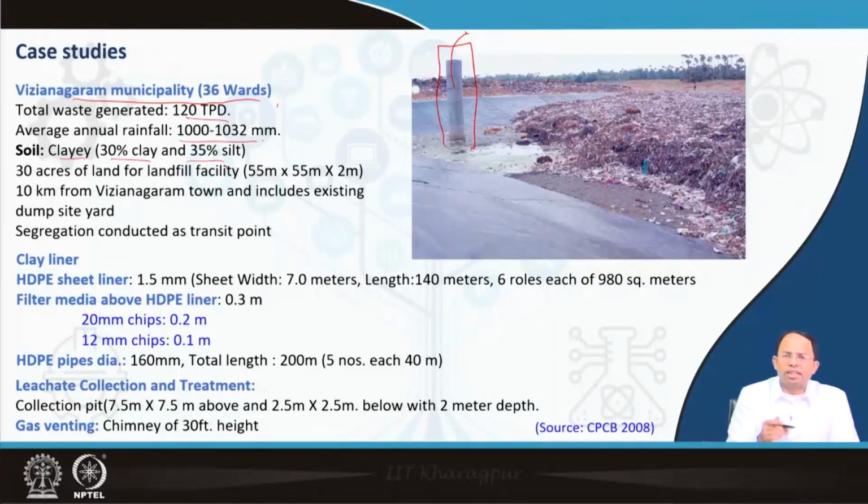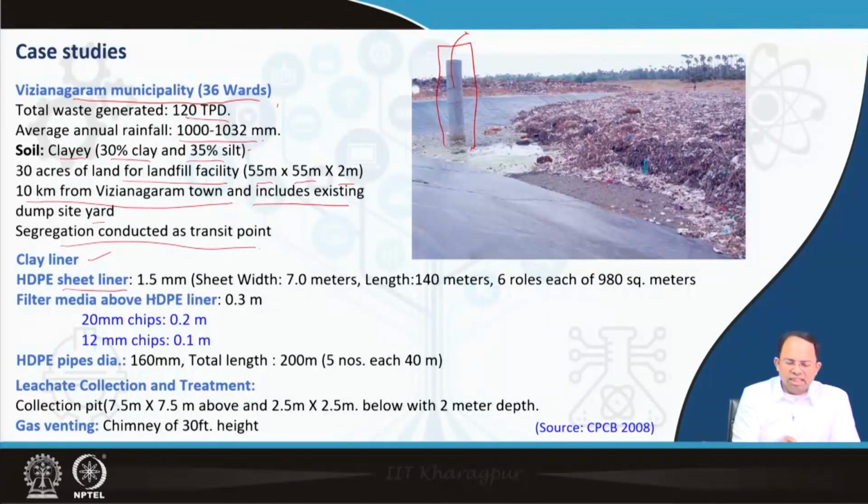Because of that, there is no need for separate amended soil and all these things, which was required in the earlier case. 30 acres of land for landfill facility with 55 meter and 2 meter depth. It is 10 km from Vizianagaram town and includes the existing dump site yard. So the existing yard is also there at the same location. Segregation of waste is conducted at transit point. A clay liner is utilized using the same soil that is available on site.